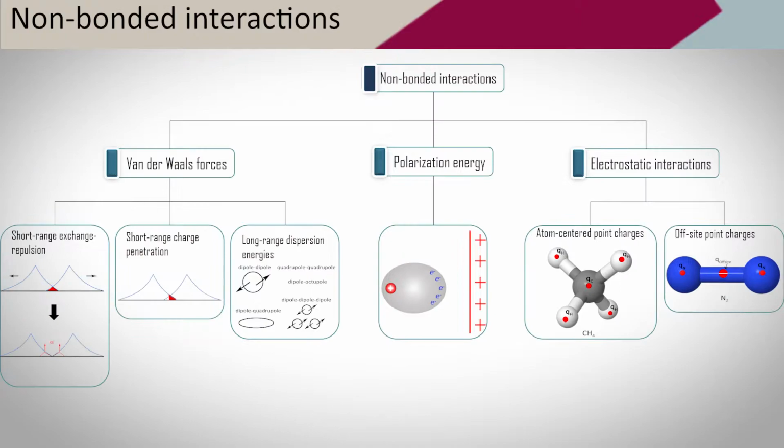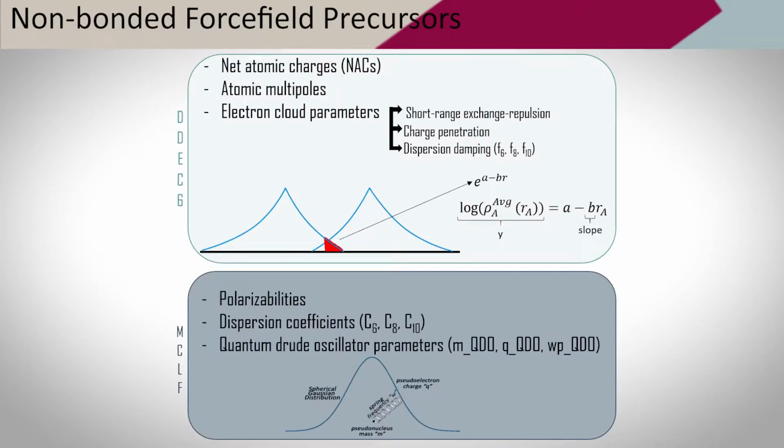More advanced treatments such as Gaussian or Slater charge distributions or the inclusion of higher-order permanent multipoles, for example, atom-centered dipoles or quadrupole moments, will not be discussed in depth in this video. To construct a force field, we need force field precursors. The non-bonded force field precursors are obtained from the Chargemol and MCLF programs.